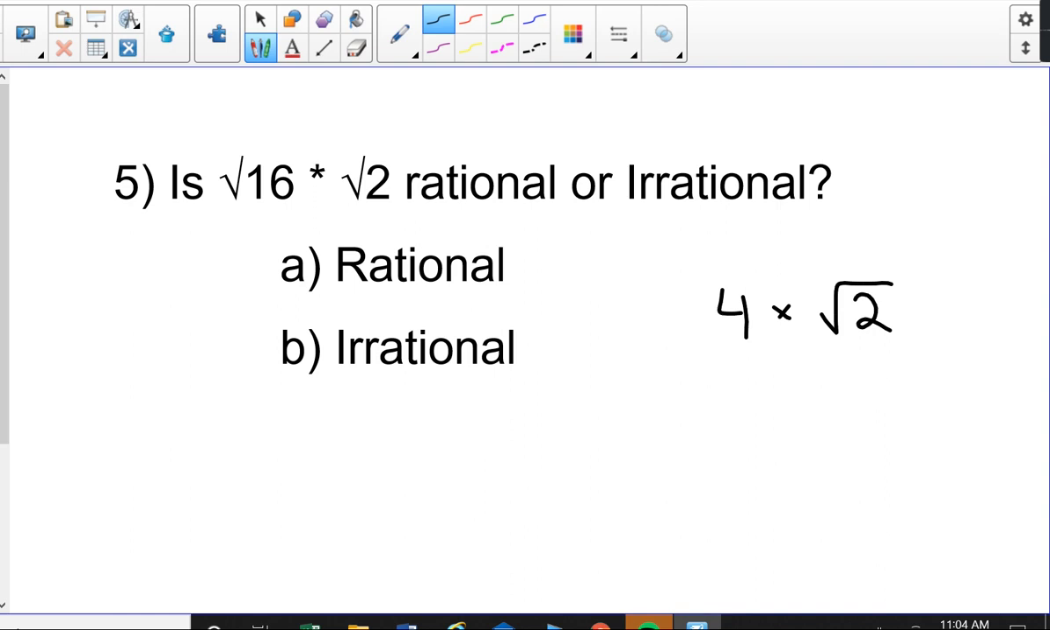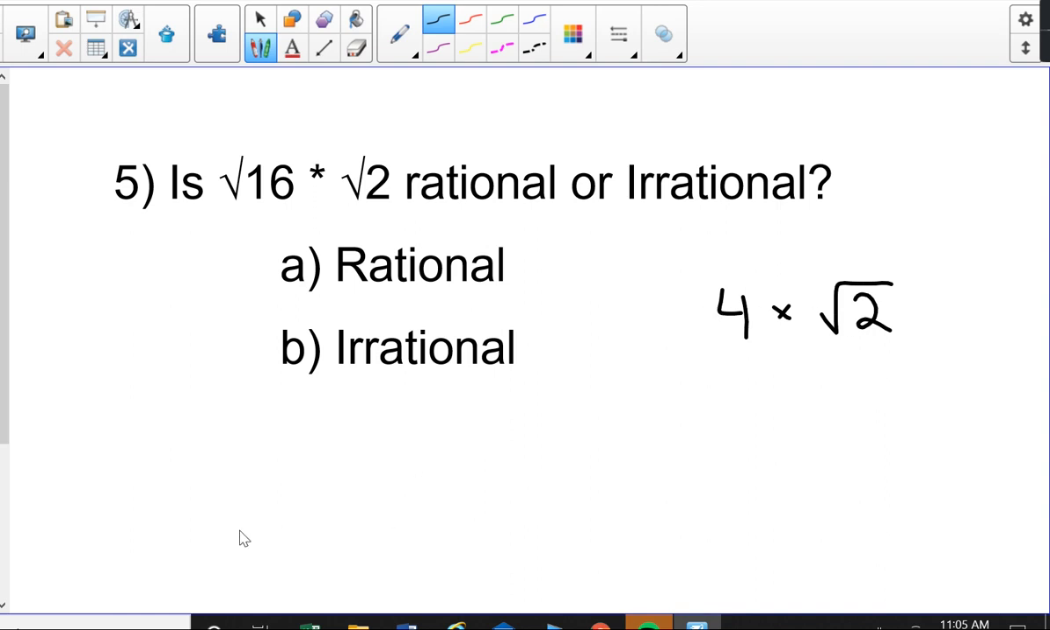Well, if I think of square root of 2, I know square root of 2 is irrational. 2 is not a perfect square. I've got this long decimal. I'm taking that decimal and I'm multiplying it by 4. Am I suddenly going to have a nice number that ends? No, it's still going to be that crazy decimal. It's going to be irrational.